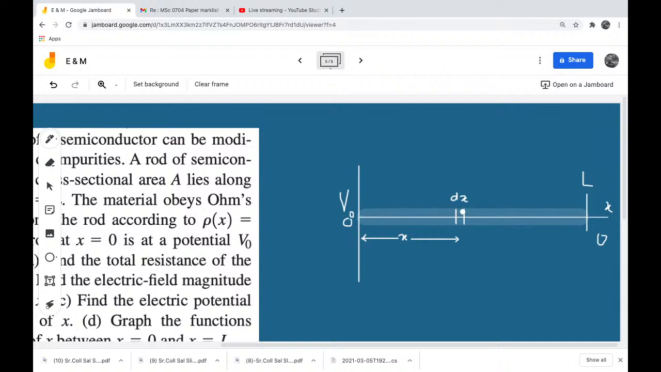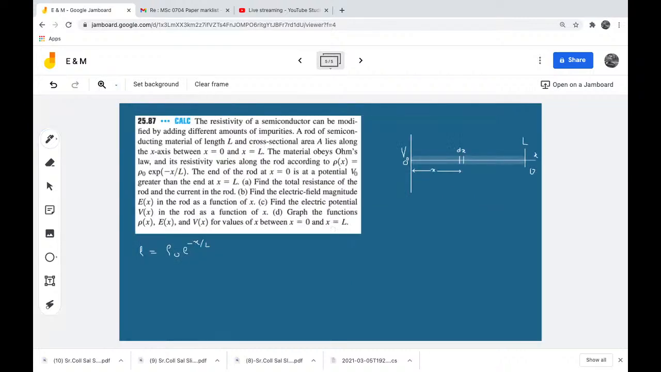Okay. Now, what will be the resistance of only this element? If you want to find the resistance of this element dx, let us say the resistance of that element is dR. So this resistance is nothing but rho into length. The length of this small element is dx, divided by cross sectional area, which I can take as A.